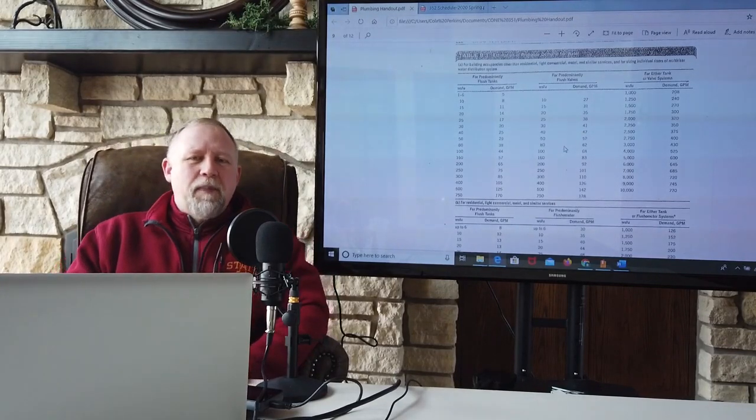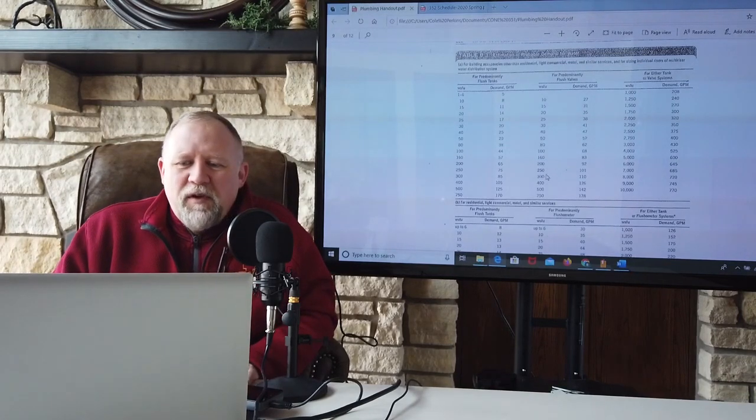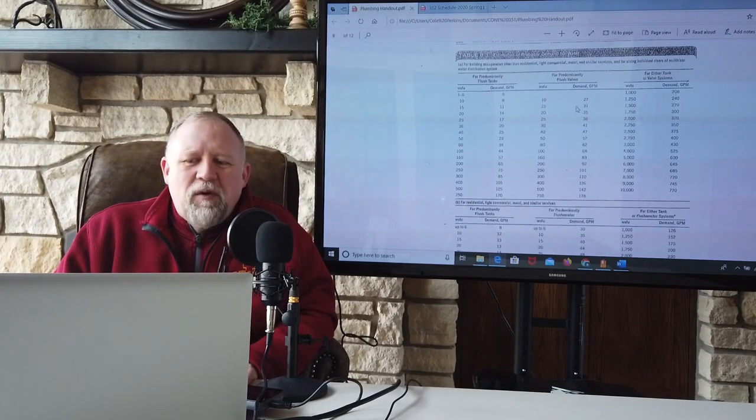And something important, this table is not linear. In other words, we can't just say, oh, look, 10 water supply fixture units is 27 gallons a minute and just use that as a ratio. That is not correct. This table is not linear.